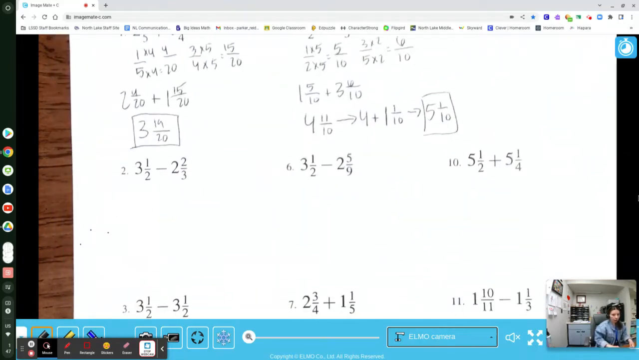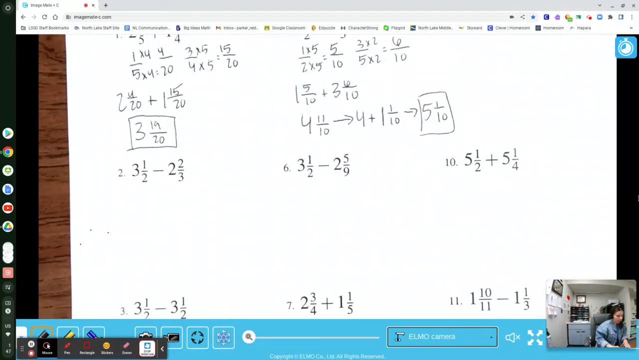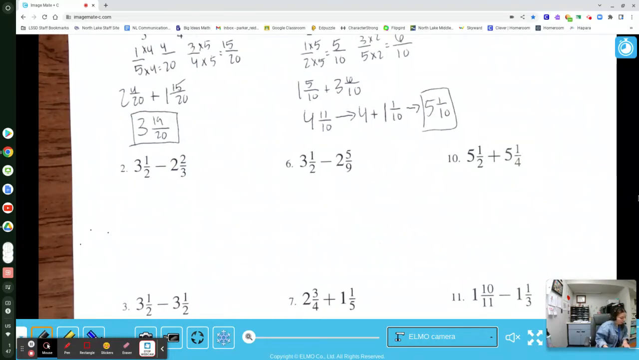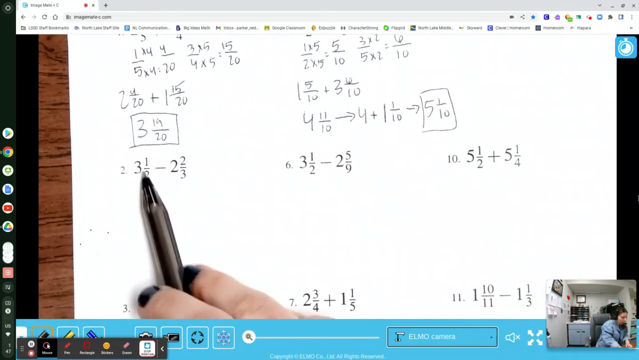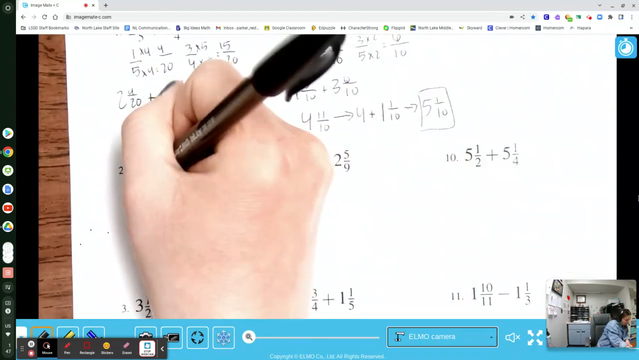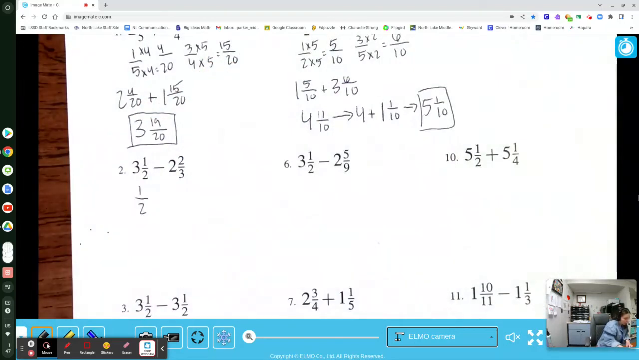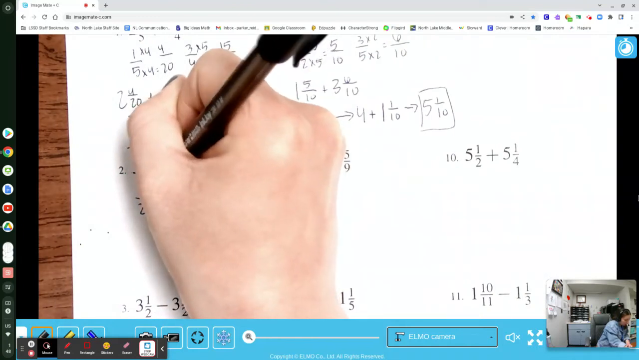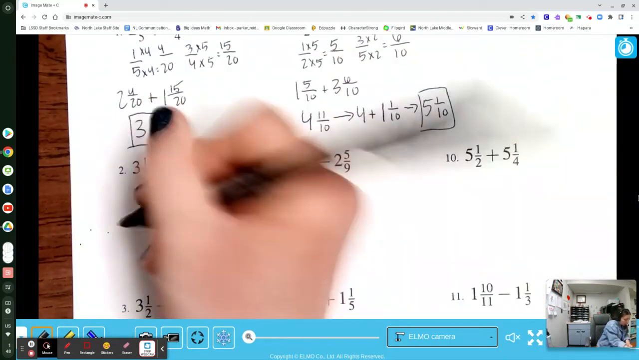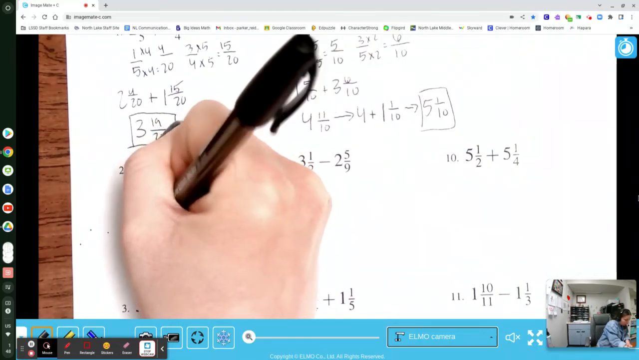Okay, we're going to move on to a subtracting example, this one here. So I have 3 and 1/2 minus 2 and 2/3. So 2 and 3, different denominators. A number that 2 and 3 share is 6. So I'm going to change both denominators into 6. So 2 times 3 gives me 6. I do the same to the top. So I get 3. This is changing to 3 and 3/6.